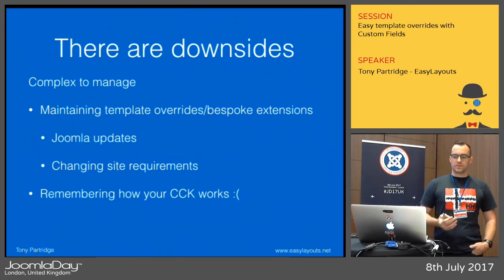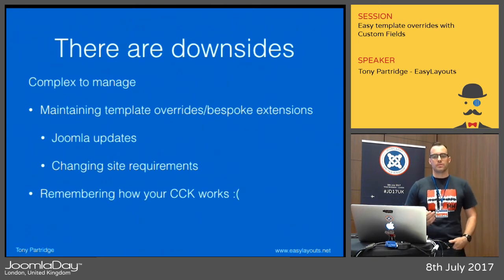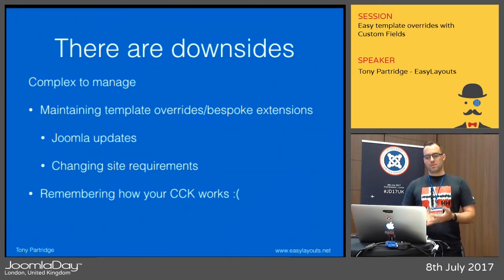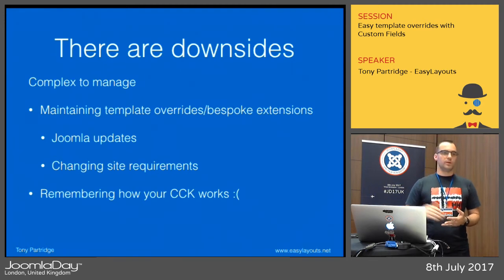They're complex to manage. Maintaining template overrides and bespoke extensions with Joomla updates and changing site requirements becomes expensive and hard to maintain. If your client asks for a new field in the extension you had custom built, you've got to go back to the developer, get it added in, and then release it, update the website. Again, a lot of effort just to add a simple change. Same with template overrides. If you update Joomla from 3 to 4, you've then got to refactor the template override to work with J4, because it's very likely it's changed. Again, remembering how your CCK works. Can you?